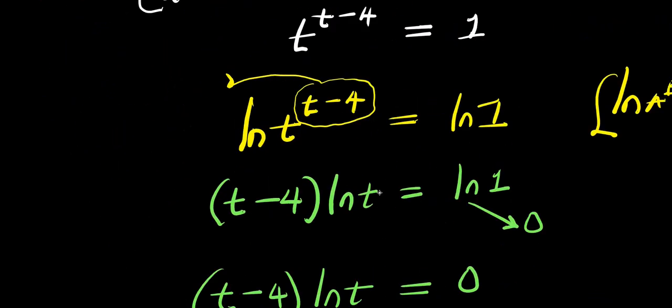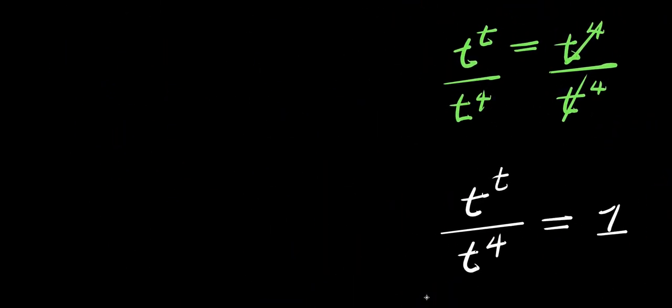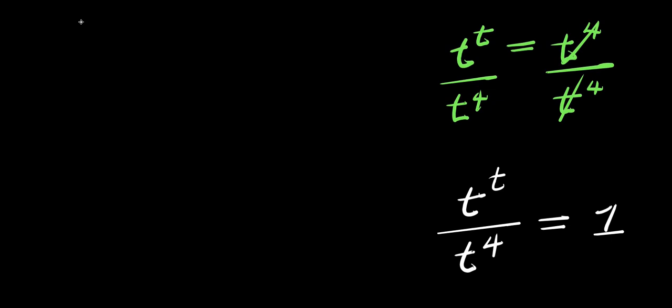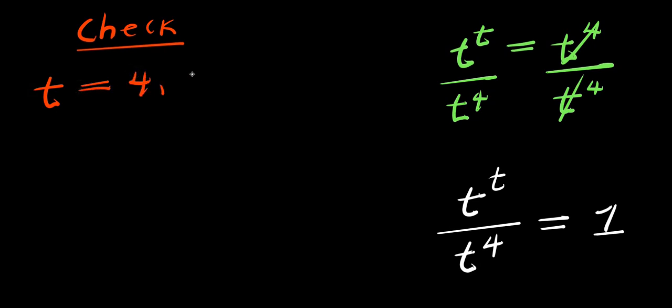So guys, the next thing we are going to do will be to check. We have t equals 4 and t equals 1. Those are the two solutions. And the question remains t power t equals t power 4. So we are checking for these values. Let's start with when t equals 4.